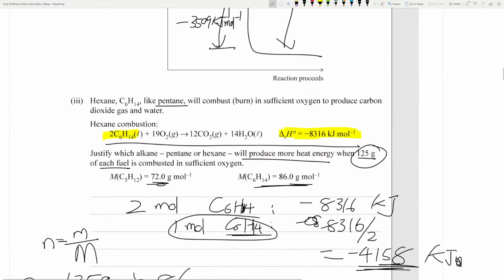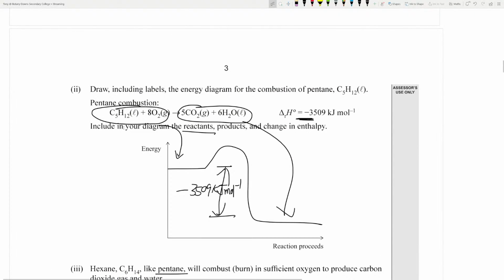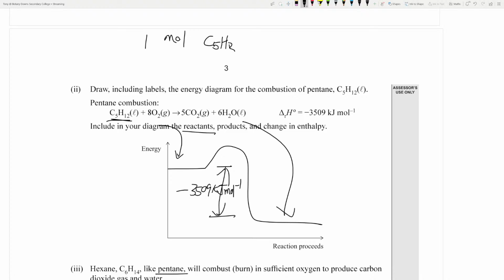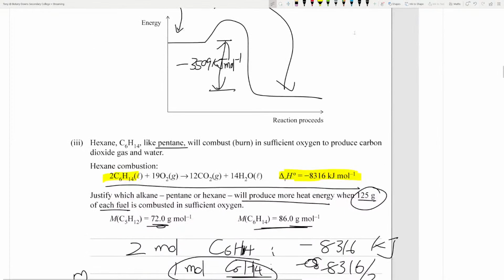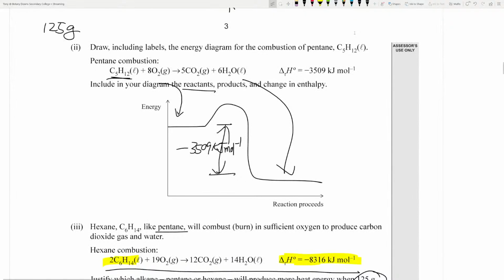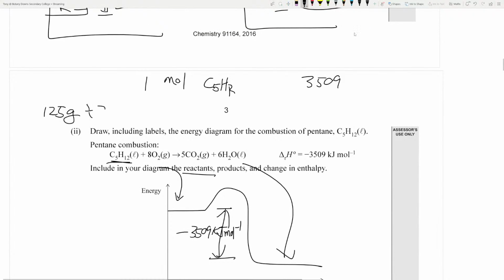Next one. All right, so if you look at this here, same question. Can you see 1 mole of C5H12 gives us 3509 kilojoules. So again, same thing. I have 125 grams. What's the molar mass? 72. So 125 grams divided by 72, I can figure out how many moles I have. I got 1.74 moles.